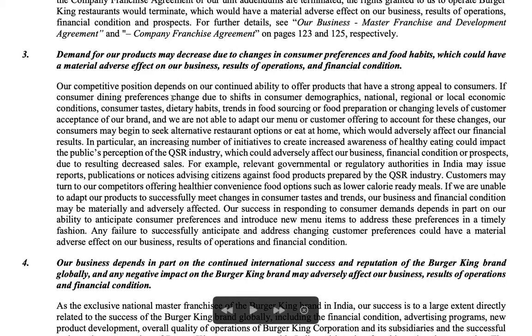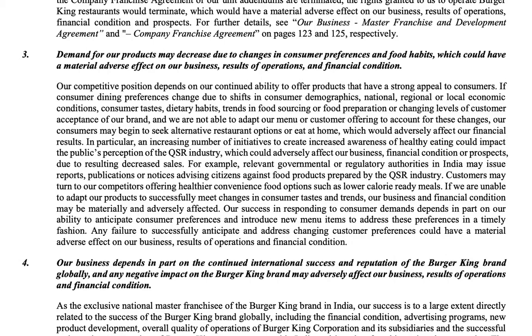Now, there can be therefore a change due to a shift in consumer demographics. And if we are not able to adapt our menu, then that could, of course, affect our financial results, right? So, for example, our customers may begin to seek alternative restaurant options or eat at home, right? Which basically means that our customers may want to have on a particular day McDonald's or KFC as opposed to Burger King.